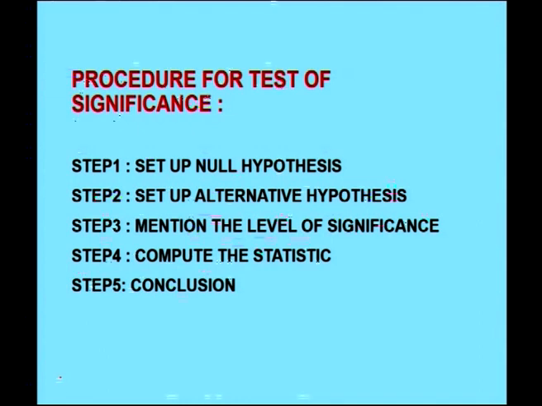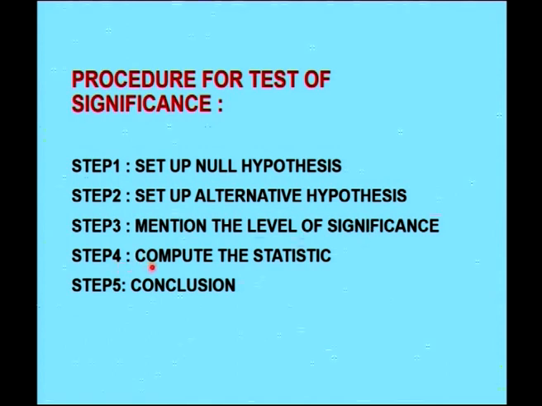First of all, set up the null hypothesis, that is step 1. Step 2, set up the alternative hypothesis, and in this case you have to mention whether the alternative hypothesis is one-tailed or two-tailed, so that the test becomes a one-tailed test or two-tailed test. Step 3, mention at what percentage level of confidence you will be about the inference of the test. So, mention the level of significance.